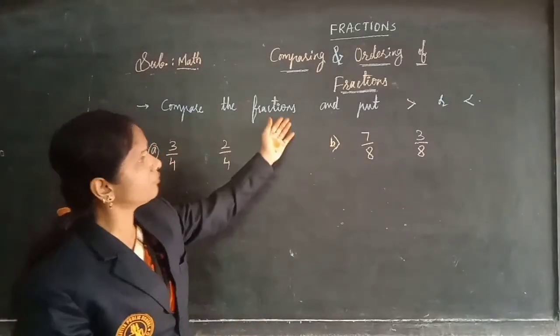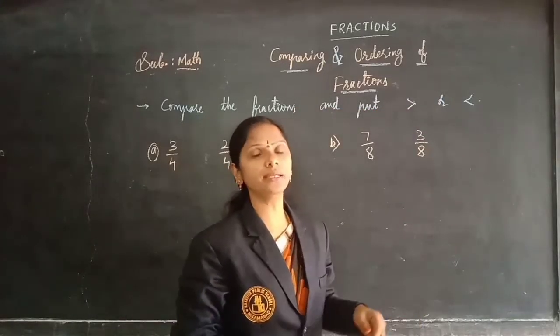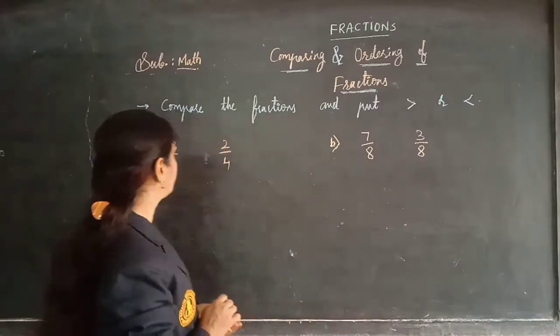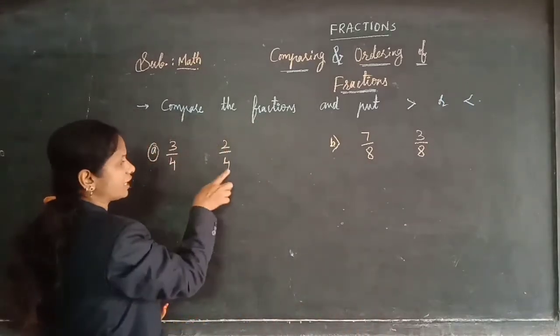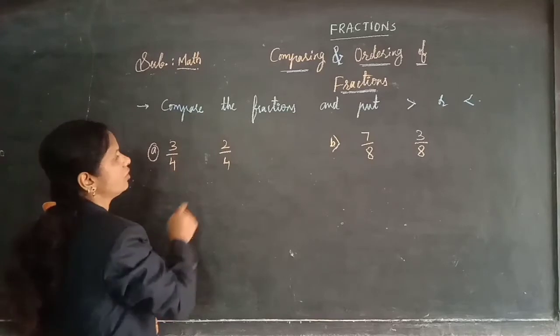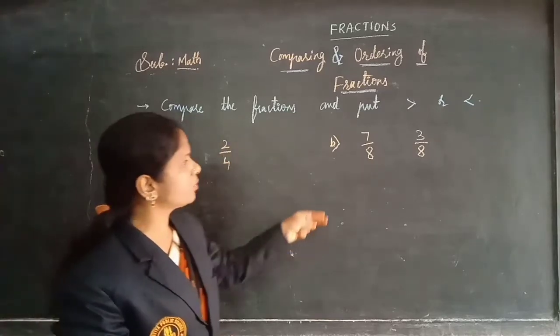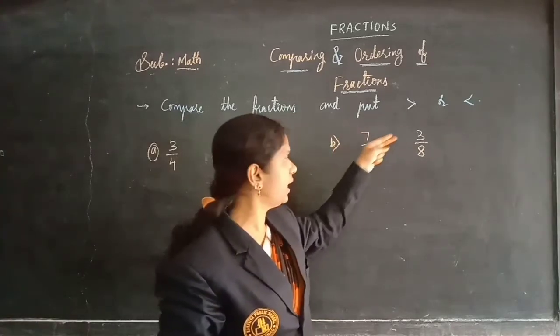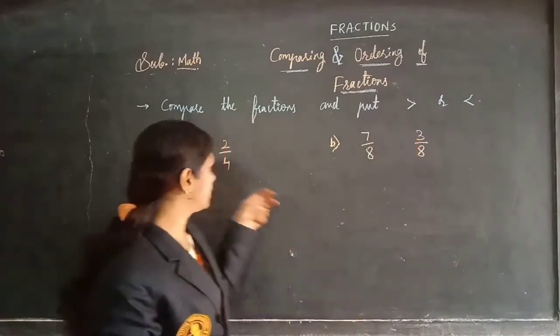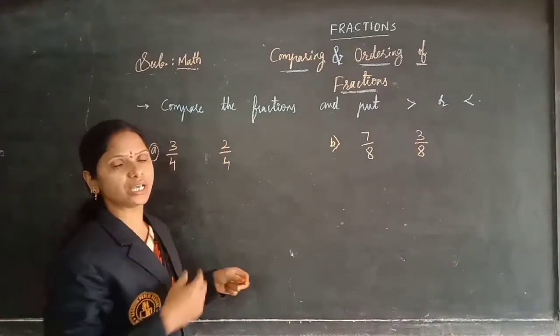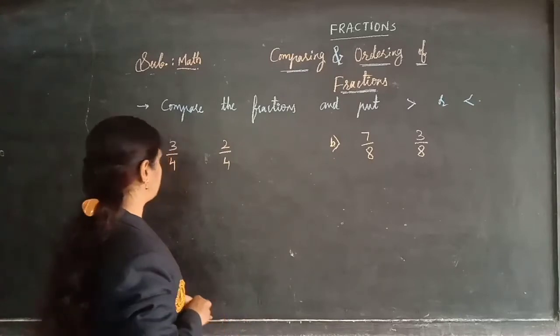Yes, have a look at this. Compare the fractions and put greater than and less than symbols, children. The given fractions, once you observe, are 3 by 4 and 2 by 4. Coming to this problem, the given fractions are 7 by 8 and 3 by 8. First, let's compare this. Comparison means finding which is greater and which is smaller, children.